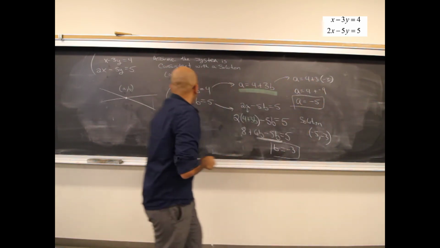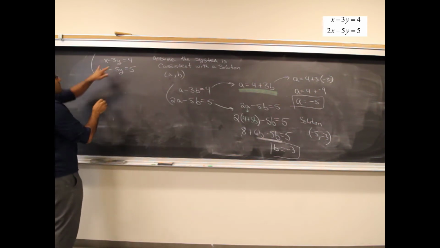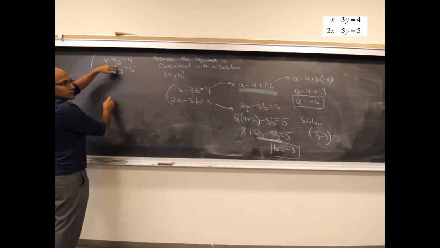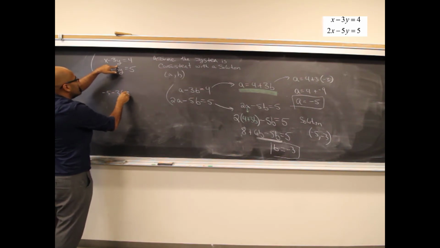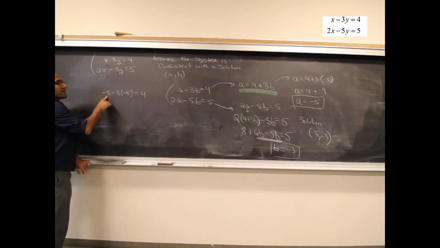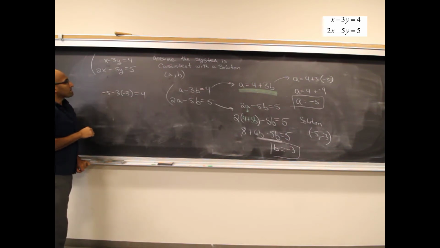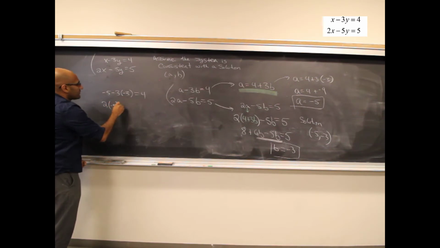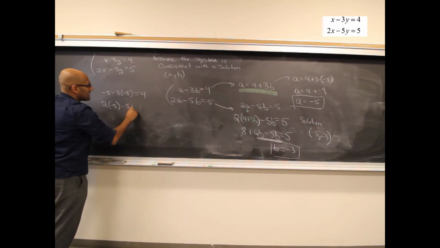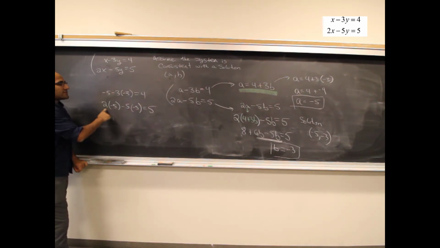So let's check if that works out. If it works out, it must be true that we get true statements from both of these. So is it true that negative 5 minus 3 times negative 3 does equal 4? Let's see, that's going to be negative 5 plus 9. That is equal to 4. And over here we get 2 times negative 5 minus 5 times negative 5 equals 5. Is that true? That's going to be negative 10.